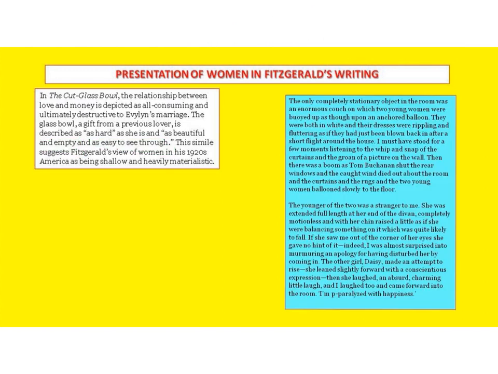So if you see here, from this moment where Nick enters the Buchanan house and is first introduced, or reunited I guess in the case of Daisy, with the two women, look at this imagery to do with floating and hovering. They were both in white and their dresses were rippling and fluttering as if they had just been blown back in after a short flight around the house. So I think what we're seeing here is definitely evidence of satire, definitely satirical critique of these two affluent women.